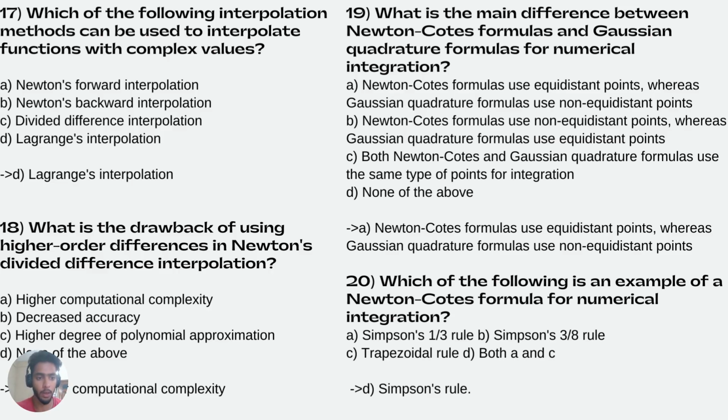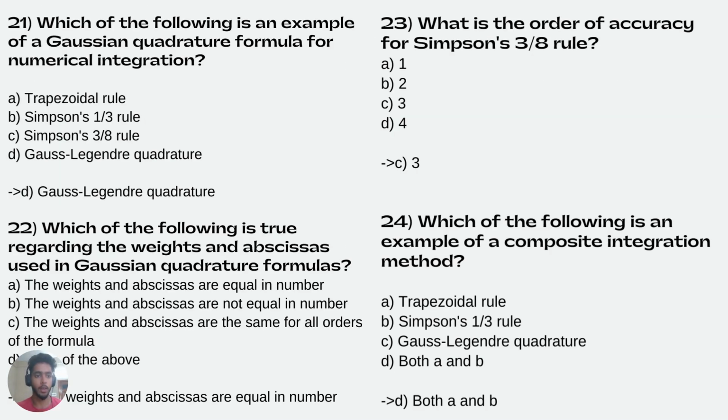These were the MCQs which we discussed in the former slide. Let's go ahead. Yeah, these were the remaining MCQs. Let's start with the 21st question. Which of the following is an example of Gaussian quadrature formula for numerical integration? Going by the options, Gauss-Legendre quadrature is our option. Let's move on to the next question.